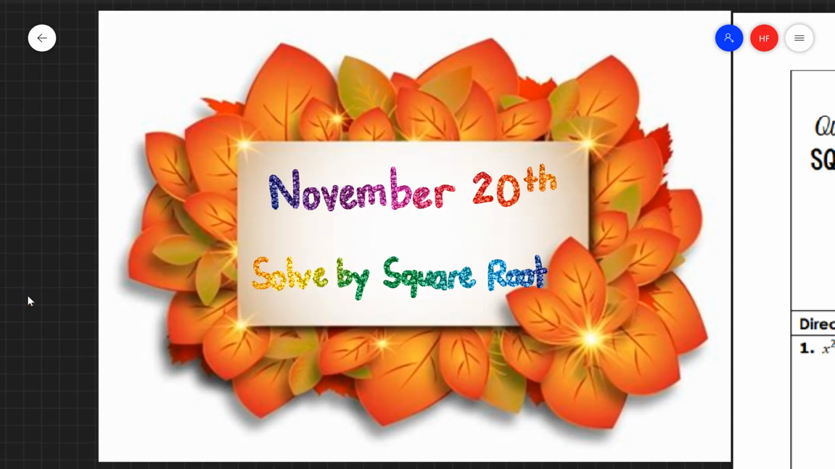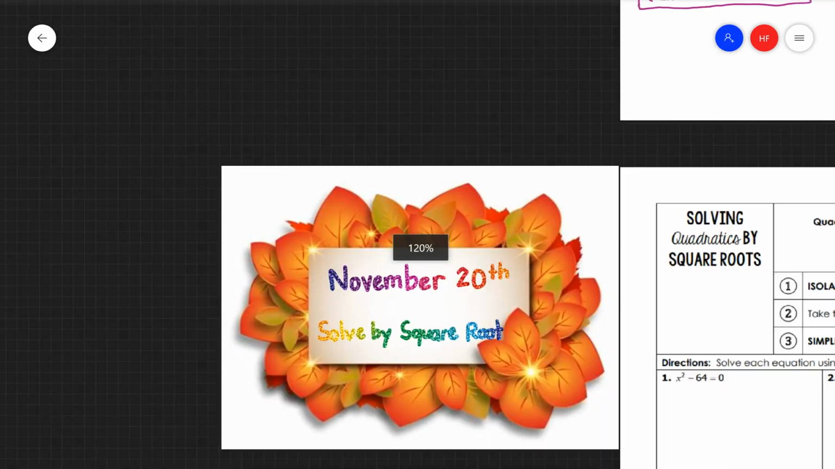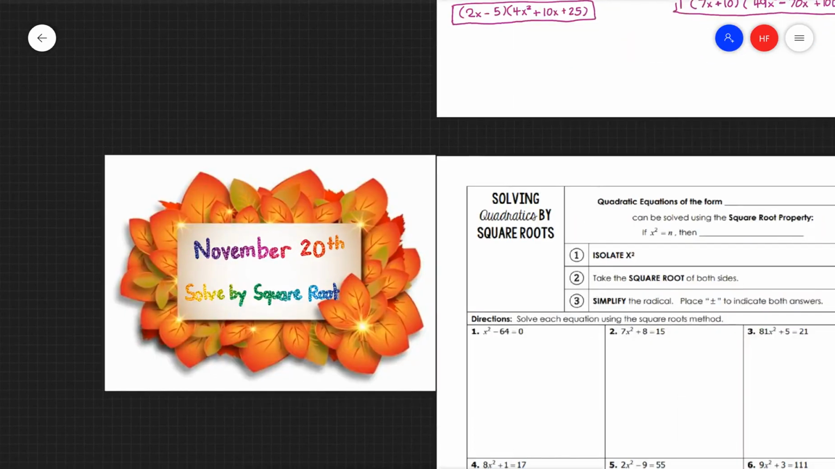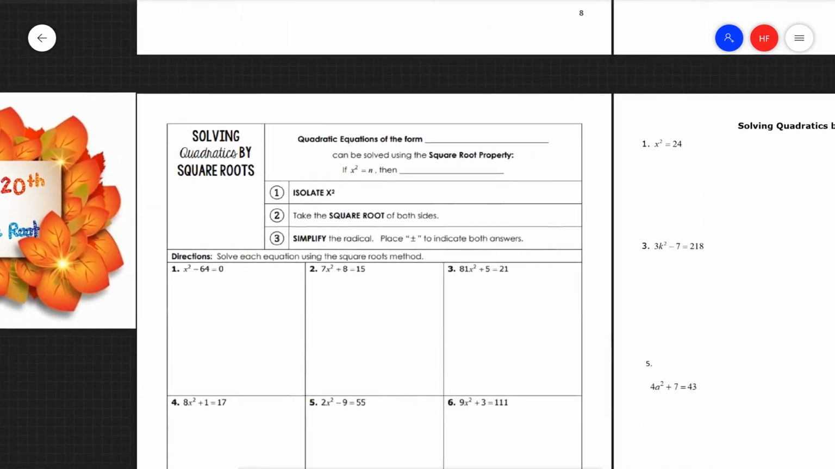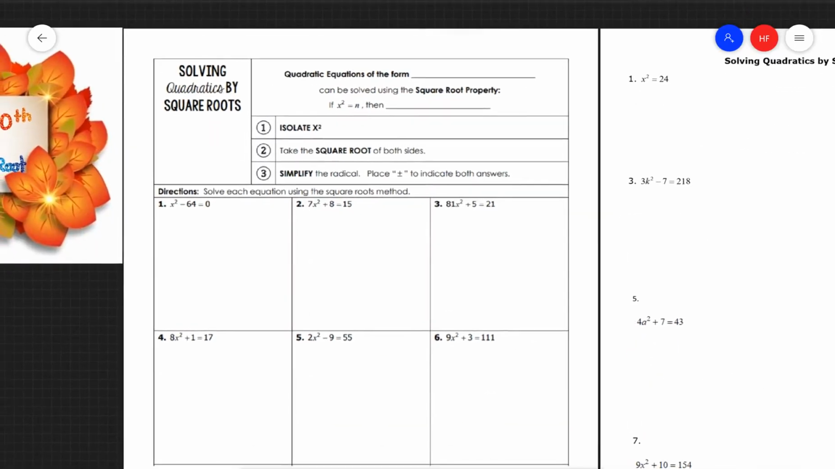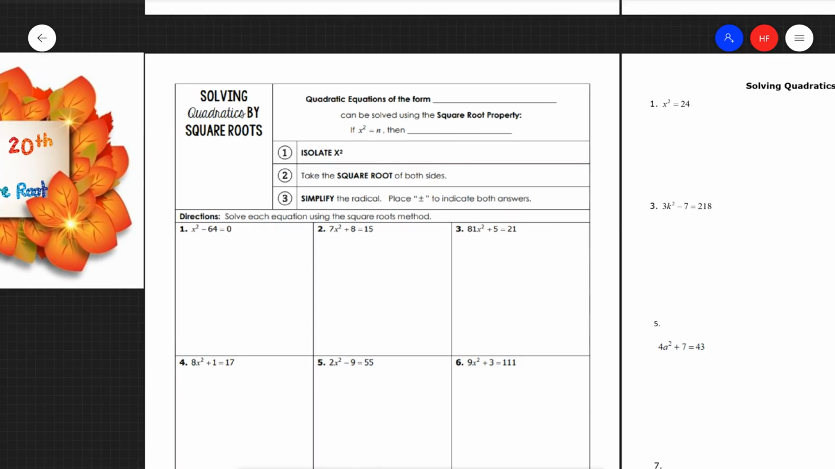Today is November 20th and we are solving by the square root method. This, again, is one of my favorite topics to cover. And I know that I say that a lot, but quadratics in that whole unit is one of my favorites. And then once we get to inverses, that's one of my favorites as well. So, solving quadratics by the square root method.